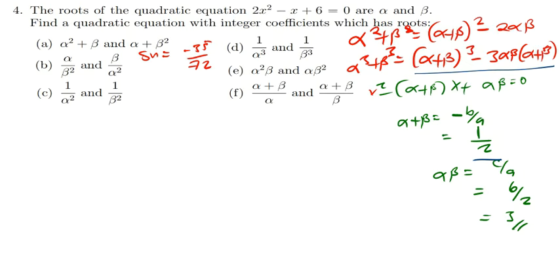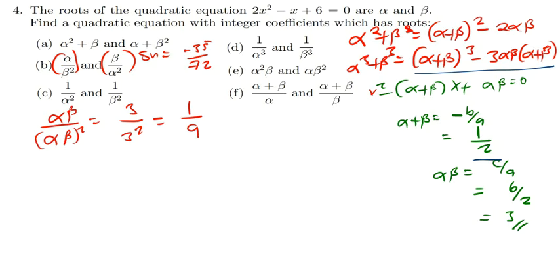So let's now multiply. We are multiplying this and those, so it will be alpha times beta is alpha beta over alpha beta to the power 2. So alpha times beta is 3, that will be 3 squared, so that will be 3 over 9, which is 1 over 3.